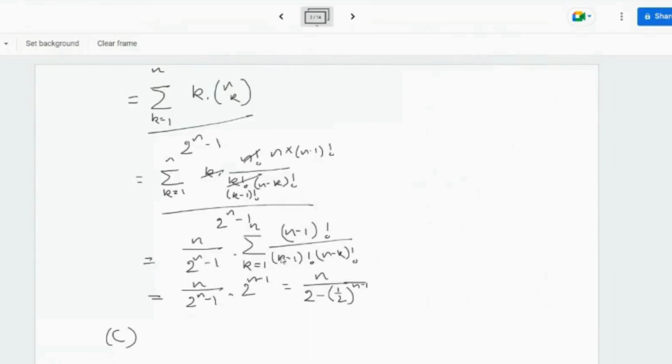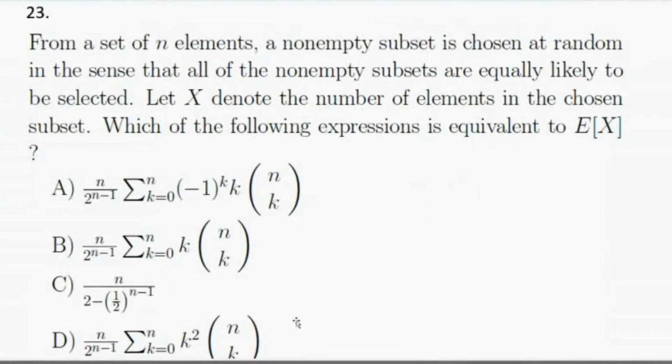And after changing the order, by putting k minus 1 equal to some k prime, we can obtain this to be n by 2 to the power n minus 1 into 2 to the power n minus 1, which simplifies to this expression, and which you can observe from here is identical to option C.